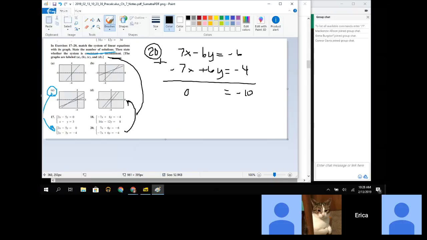So that's kind of the new word. In Algebra 2, we'd say there was no solution. And now you can say that it's inconsistent because we don't have a solution.